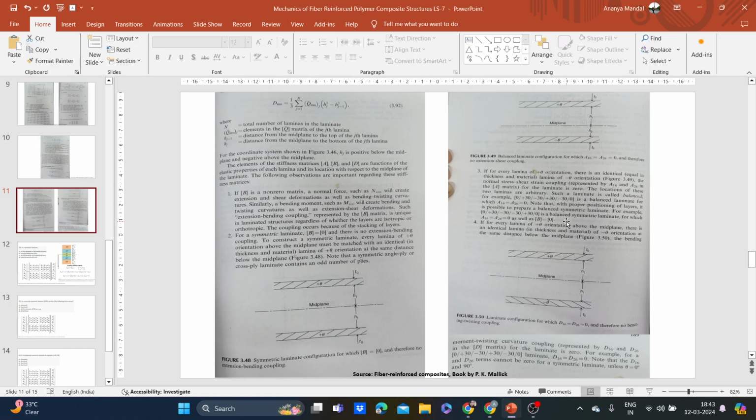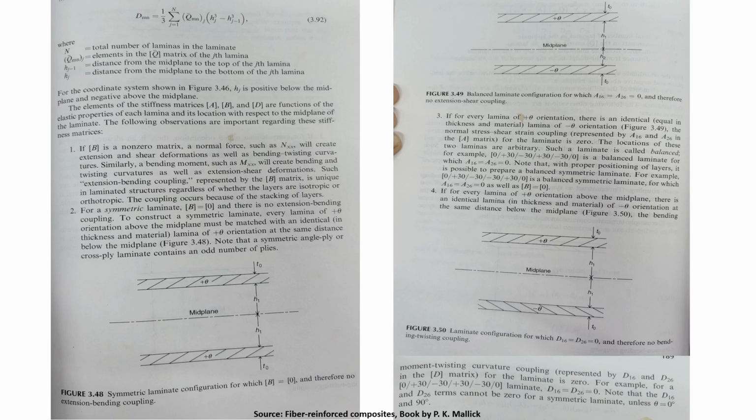Yeah, the definition is: if for every lamina of plus theta orientation, see here in the definition they are saying every lamina. So in the question that you just showed, you can see for 45 there is positive and negative, but for 30 there is only positive 30. So it is said that if for every lamina of plus theta orientation there is an identical lamina, equal in thickness and material, of minus theta orientation, that time it will be known as a balanced laminate.